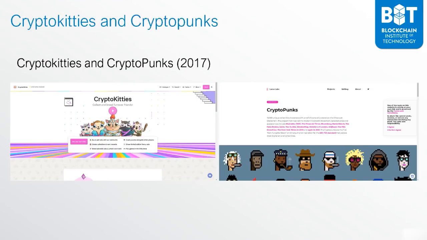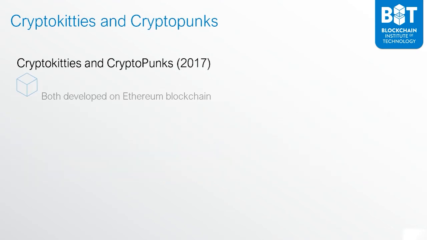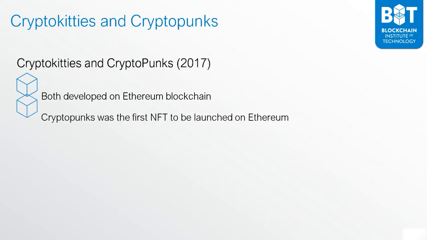Now we jump a little further to 2017. This is when NFTs really started hitting in, and we're talking about CryptoKitties and CryptoPunks. This really put NFTs into the mainstream. Just to put in context, both of these were developed on the Ethereum blockchain. Notice we are no longer using Bitcoin. Now we're moving to Ethereum because Ethereum allows for smart contracts. It's actually a platform meant to use smart contracts on. So both of these, CryptoKitties and CryptoPunks from 2017, were developed on the Ethereum blockchain.